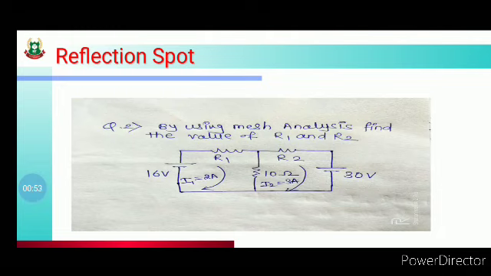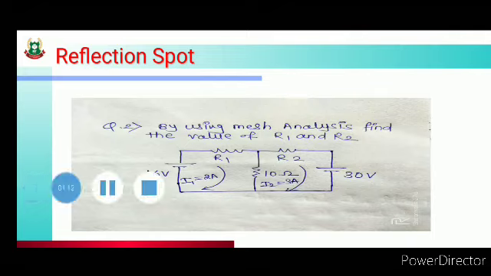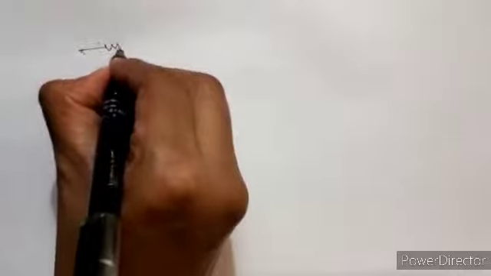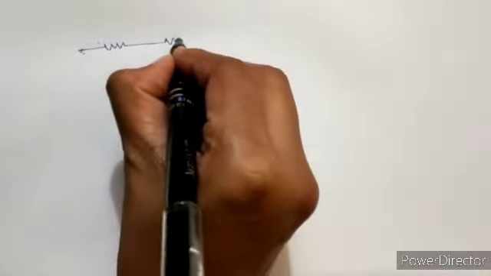Reflection spot. By using mesh analysis, find the value of R1 and R2. In the previous video, we learned how to calculate the value of current, but in this video, we learn how to calculate the value of resistance in a loop. Now I am giving one example.